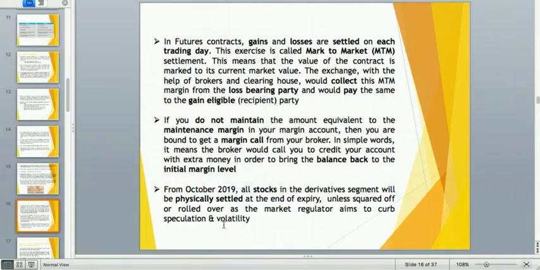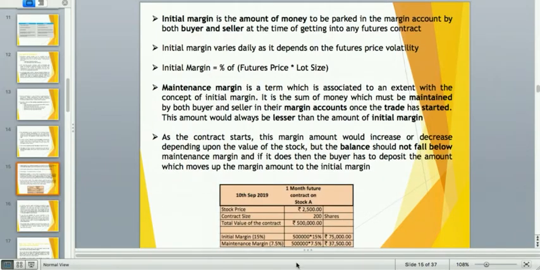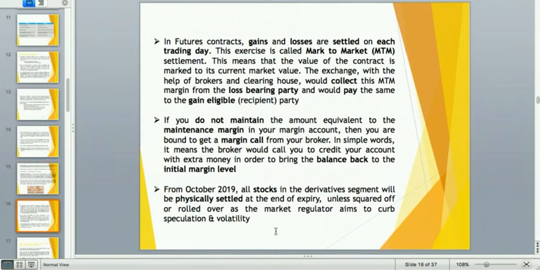So that's a new thing that has come up, and that is to curb speculation and volatility. Because otherwise, everybody is playing on the margins only. The total value of the contract could be much higher, but margins are just a minimum portion, and playing on margins, people are able to make a lot of money, which is purely speculation. So therefore this announcement by the market regulator to curb speculation and volatility.